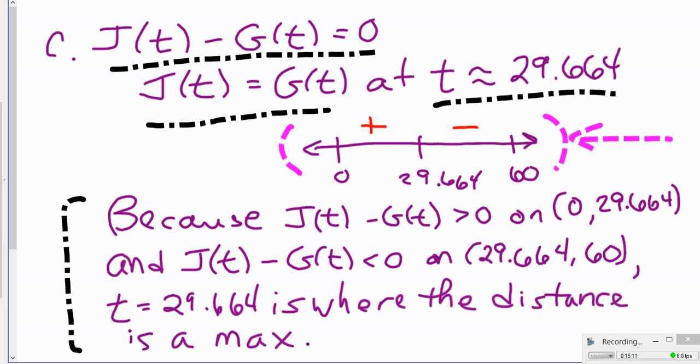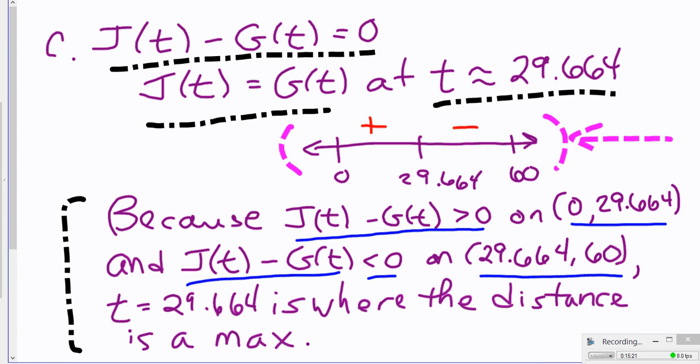sentence. So this is the kind of sentence: because the rate of change is positive on this interval and the rate of change is negative on this interval, that means we have to have a maximum at this particular critical number, okay?